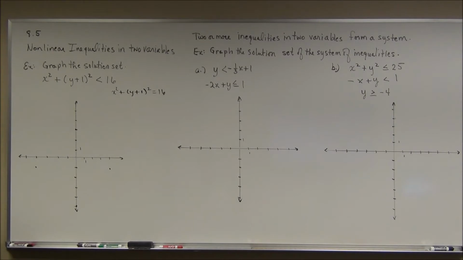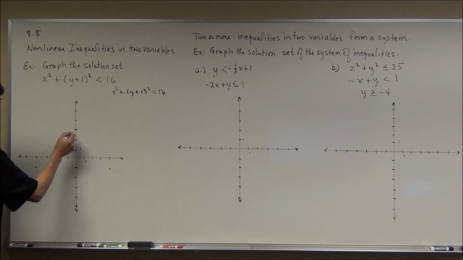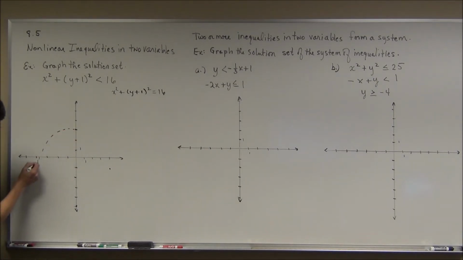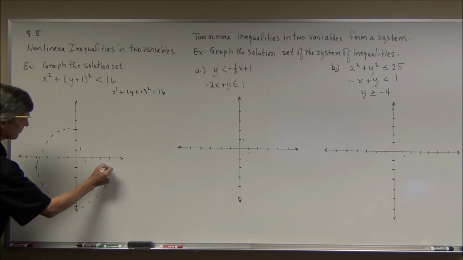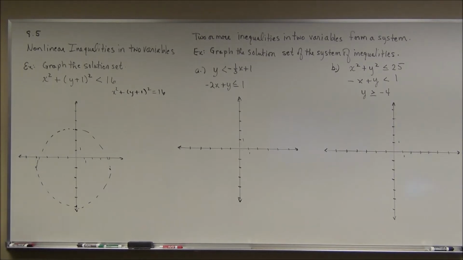But now, before I draw my circle, I look back to my inequality and I notice that it does not have the equal to, it's a less than. So the circle that I'm going to draw is going to be dotted. So I'll do a dotted circle here. And kind of egg-shaped, like I was afraid it was going to be.